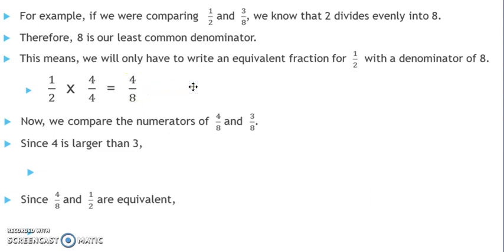So now we're going to compare the numerators of 4/8 and 3/8. And since 4 is larger than 3, we see that 4/8 is greater than 3/8. And since 4/8 and 1/2 are equivalent, that means that 1/2 is greater than 3/8.